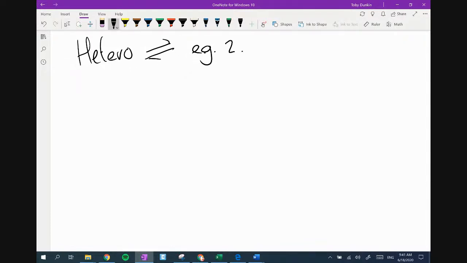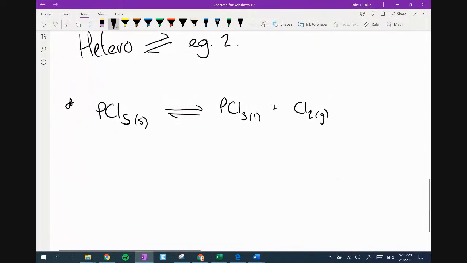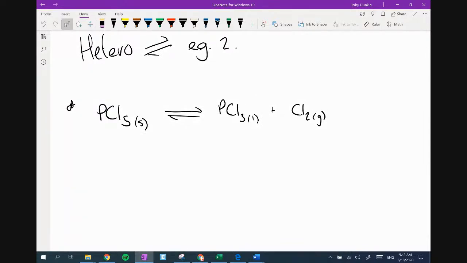Okay, example 2, I'll just star it: PCl5, phosphorus pentachloride, and this is a solid. Now this decomposes at room temperature. PCl5 is a very unstable reactant, and it forms PCl3, phosphorus trichloride liquid, and of course chlorine gas. So in this heterogeneous mixture, what's the Kc value going to become?